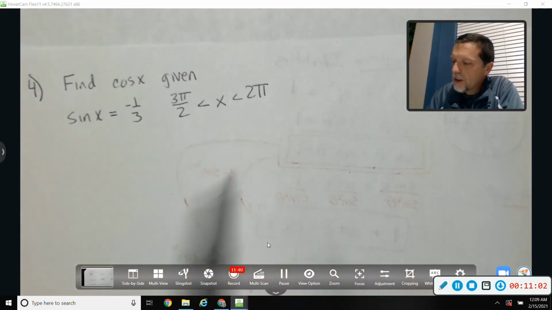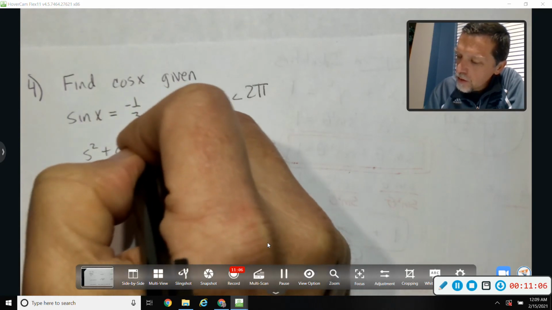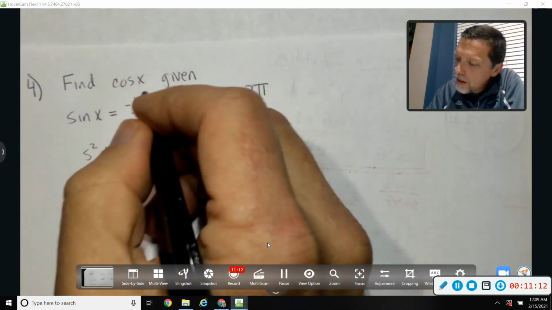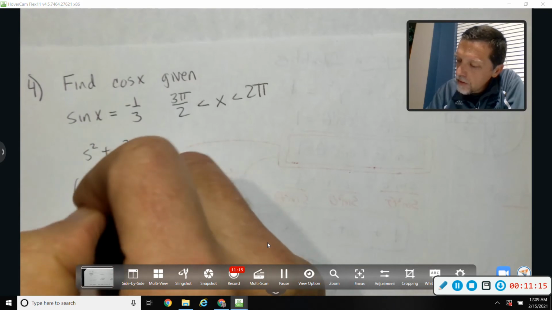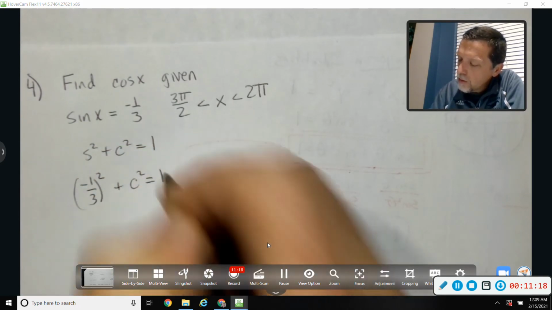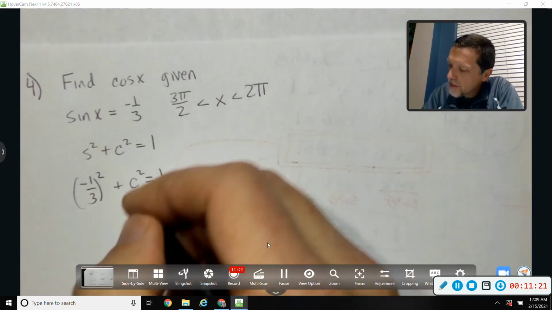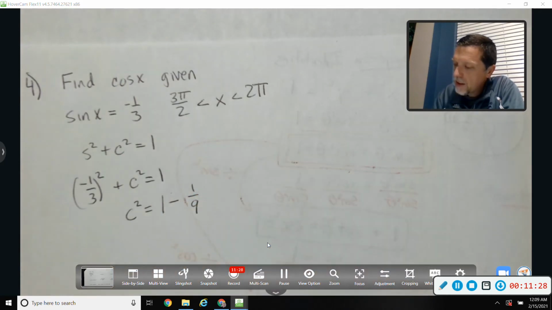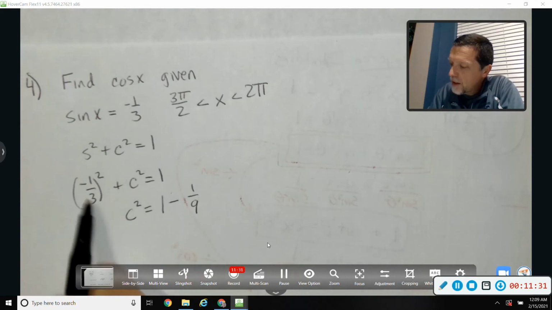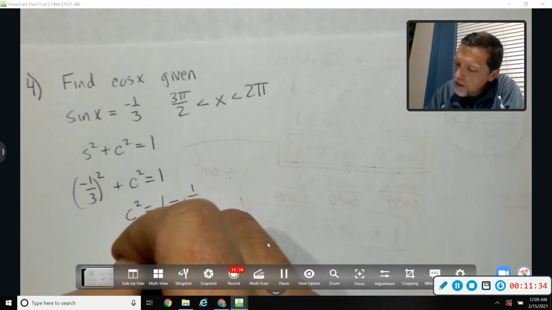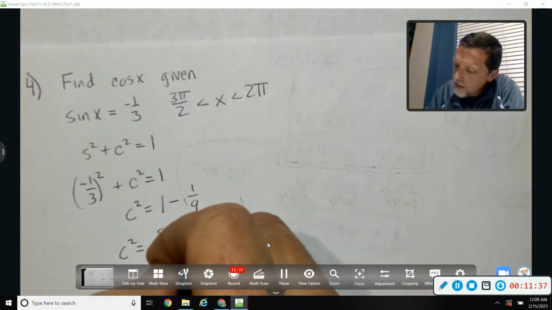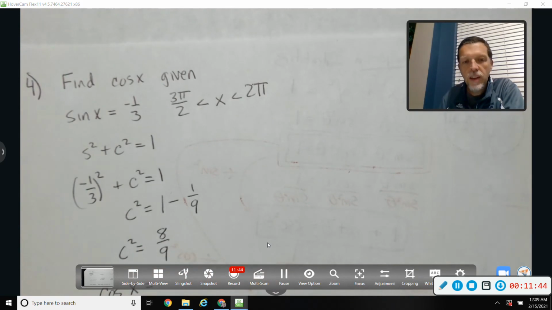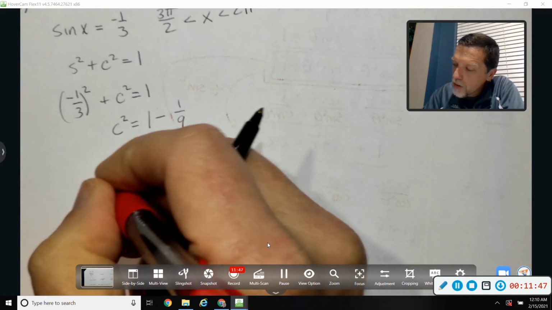Well, sine and cosine are related to each other by sine squared plus cosine squared equals 1. And this is me being lazy with my notation here. Sine squared is negative 1/3 squared. Cosine squared equals 1. And I'm trying to find cosine, so I can move things around. Cosine squared equals 1 minus 1/9. Right? If I square 1/3, I get 1/9. It's positive when I square it, I subtract it over. So cosine squared equals 8/9. I should probably switch this back to, before I forget, that's the cosine of x. So cosine of x is equal to the square root of 8/9.